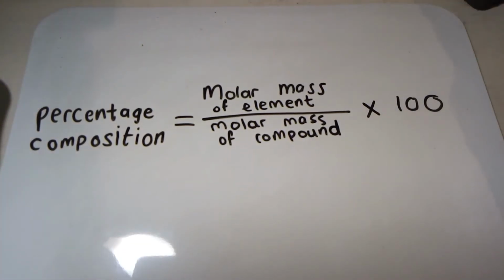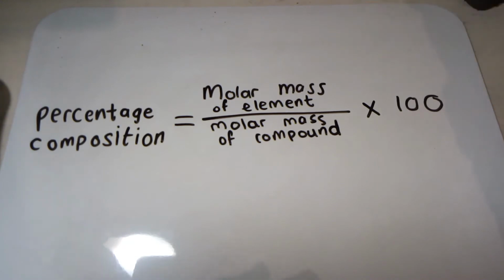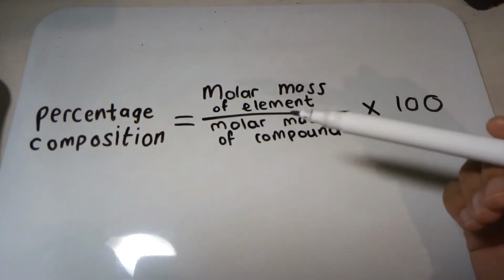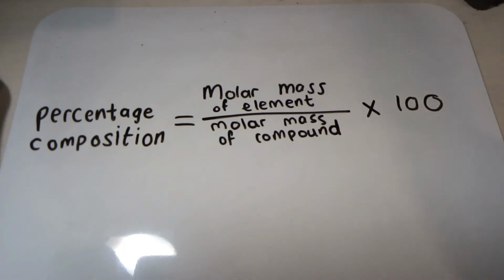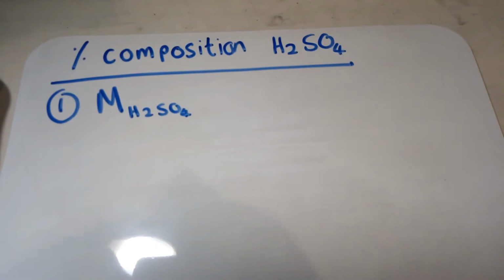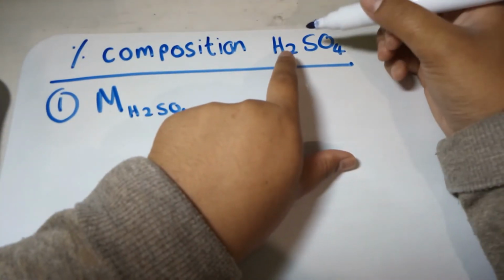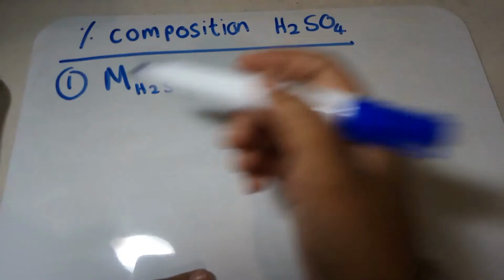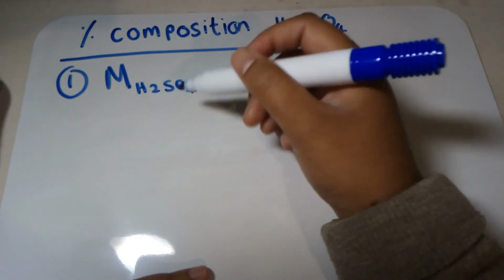For each element, we're going to figure out what its molar mass is by looking at the periodic table. But before you start, you have to figure out the molar mass of the entire compound, and then you're going to multiply this ratio by 100 to get a percentage. So, back to our example, the thing about a compound is that every element is going to combine in the same fixed ratio. And so the first thing we need to do is to calculate the molar mass of H2SO4.